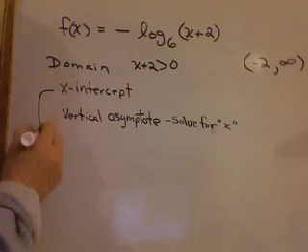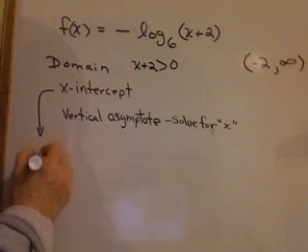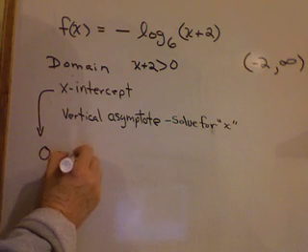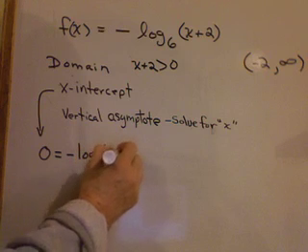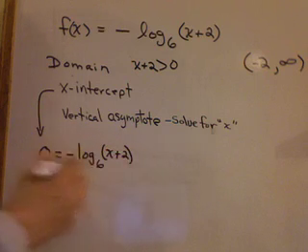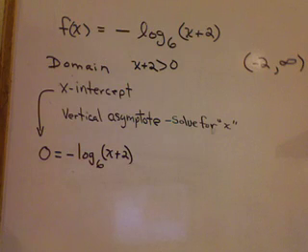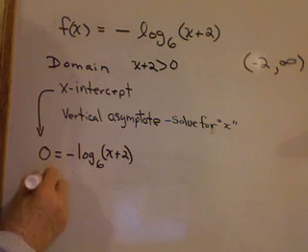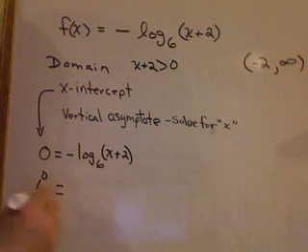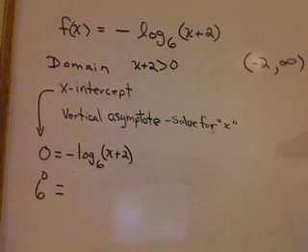All right, so let's do some work here. 0 equals minus log base 6 of x plus 2. Now that I set it equal to 0, do you know how to solve that? Base to the exponent. So 6 to the 0 equals what? x plus 2.